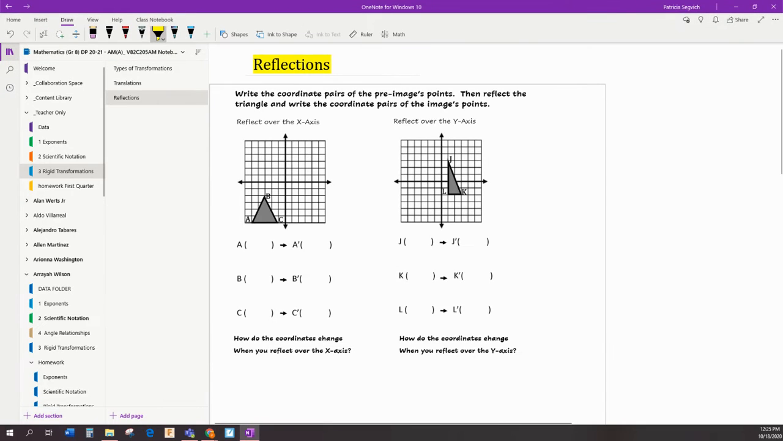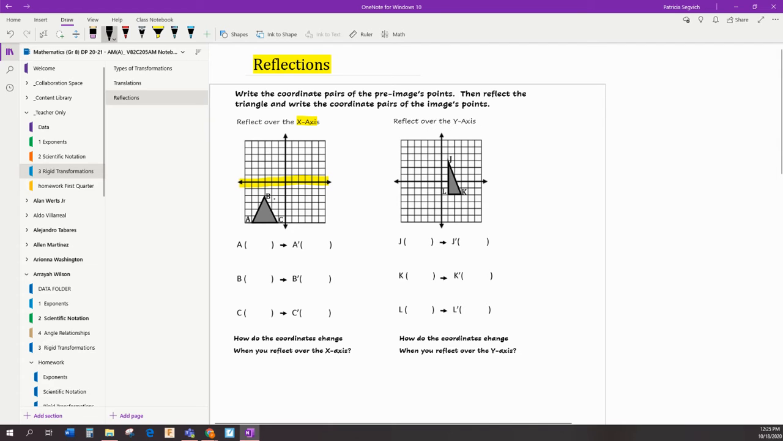First one says to reflect across the x-axis. So know that this is our x-axis here. So that's what we have to reflect across. First, it says to write the pre-image's points. So our pre-image is A, B, C.